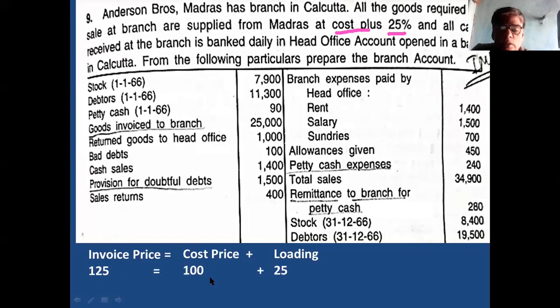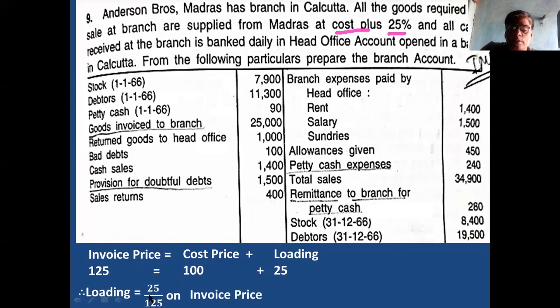On the basis of these, you form the equation. That equation is: loading is equal to 25 in the numerator divided by 125. 125 is relating to invoice price, right? 25 is loading, 125 is invoice price. Therefore, for every invoice price, loading is 25 by 125.